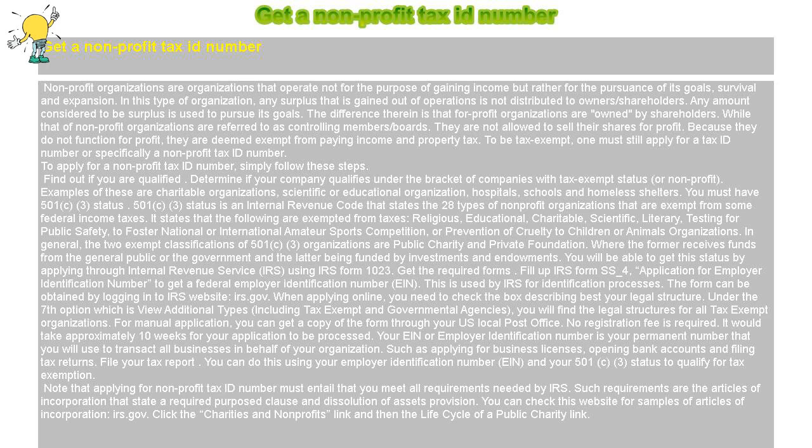You can check this website for samples of articles of incorporation, irs.gov. Click the Charities and Nonprofits link and then the Life Cycle of a Public Charity link.